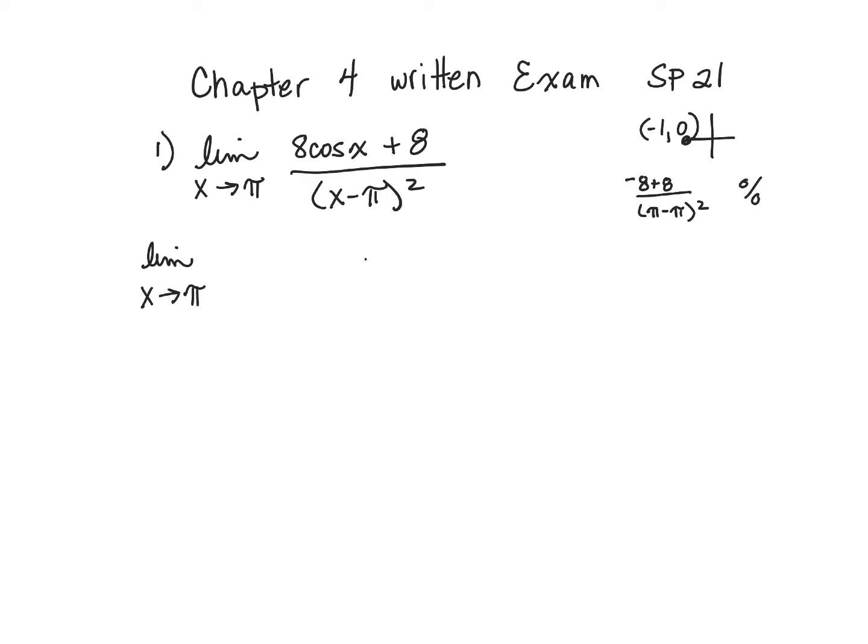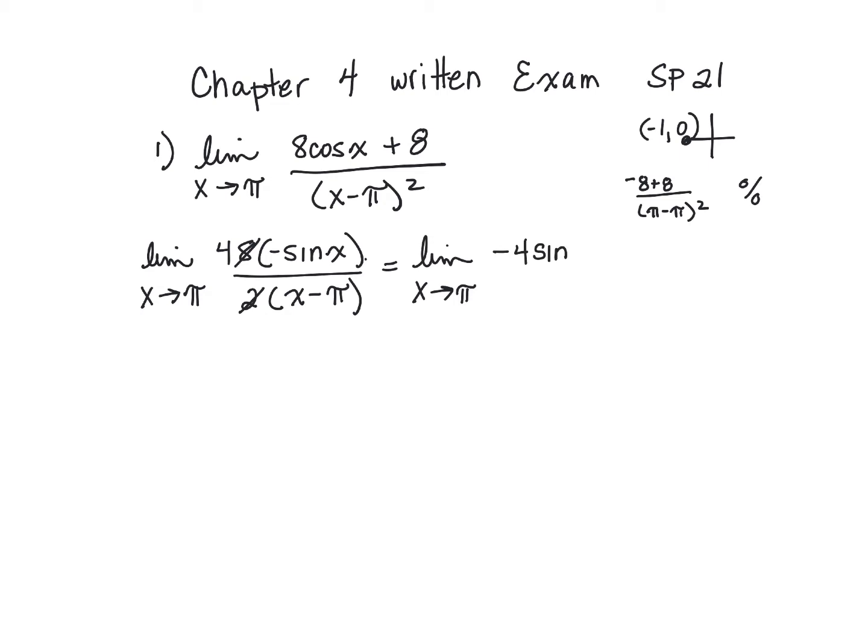When we apply L'Hopital's rule, we take the derivative of the top, which is 8 times negative sine x. On the bottom, we get 2 times (x - pi) to the first, and then the derivative of the inside again is just 1. Writing that a little cleaner, I'm going to make this 4, and I'm going to get -4 sine x over (x - pi).